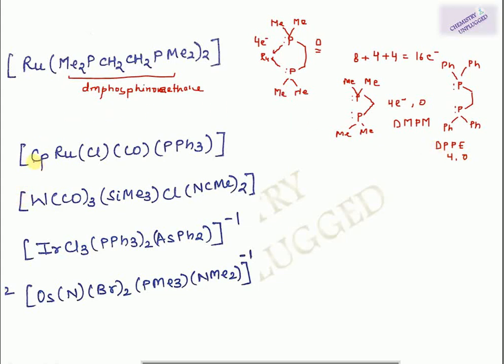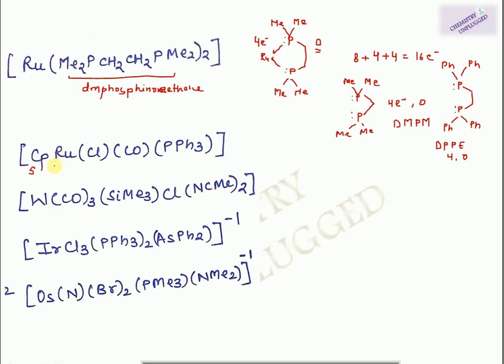Now we will take these 4 complexes and you have to find out which one is following the 18 electron rule and which one is not. So first we will take this one. Cp, the hapticity is not given, so we will consider the highest hapticity. So it will contribute 5.